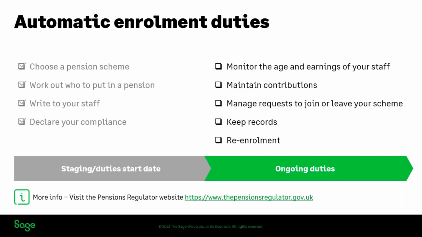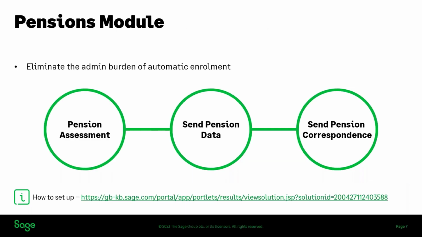Now, to make dealing with these duties easier, we designed the pensions module, which is an add-on to Sage 50 Payroll. You can take out a separate subscription for the pensions module, which will activate these features. It's designed to eliminate the admin burden of auto-enrollment, and the three main areas that we're going to focus on today are the pension assessment, the send pension data options, and send pension correspondence.